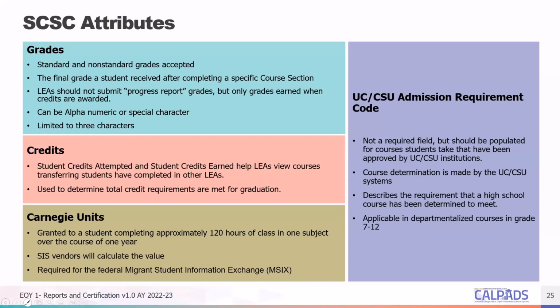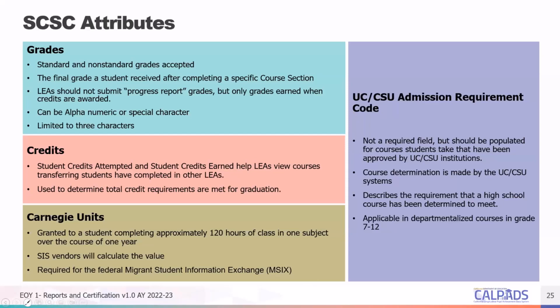In addition to credits earned, student progress and achievement will be derived from the student course section completion record via the Carnegie Unit. The Carnegie Unit is granted to a student completing approximately 120 hours of class in one subject over the course of 1 year. A total of 120 hours in one subject, and this is meeting 4 or 5 times a week for 40 to 60 minutes for 36 to 40 weeks each year. This earns the student 1 Carnegie unit of high school credit.